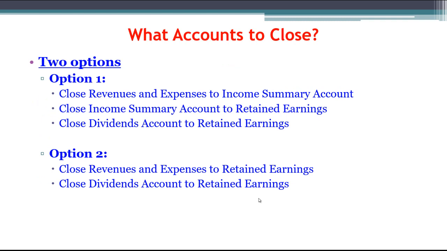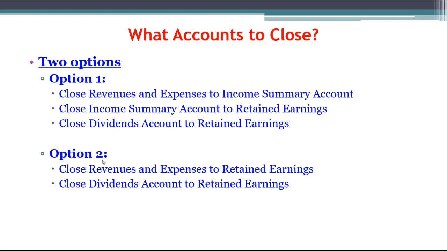Now we have 2 options here. We have one option that creates this very, very temporary account that only shows up during the closing process. It's called income summary. And we could close revenues to income summary and then close expenses to income summary. And income summary basically gives us a net income figure that would match out to the income statement. And then we turn right around immediately to close the income summary account out to retained earnings. And then our last step would be close dividends to retained earnings.